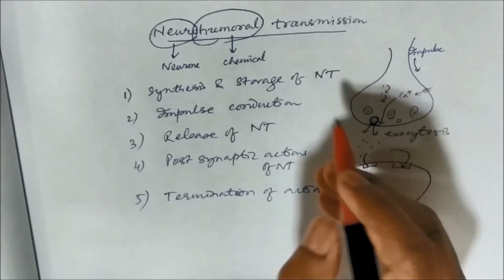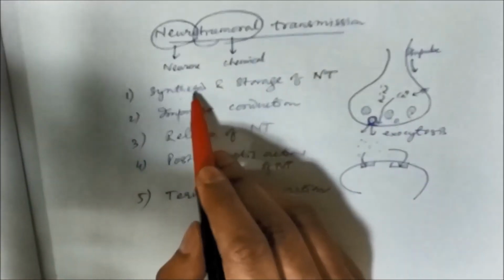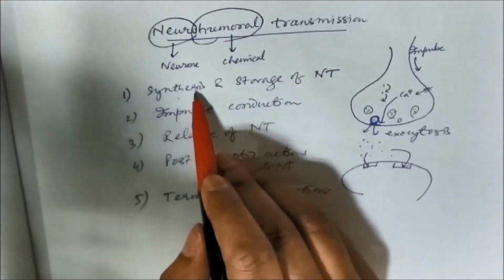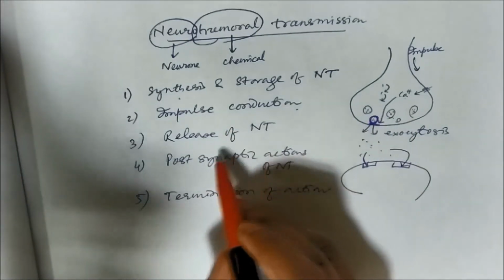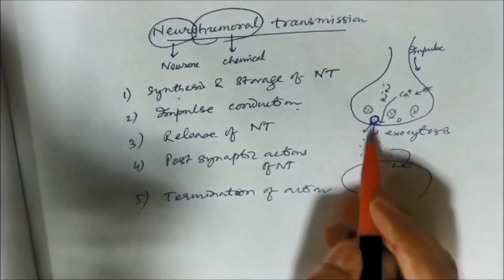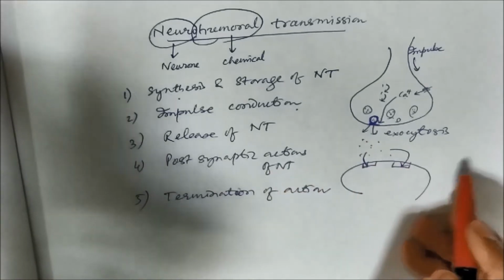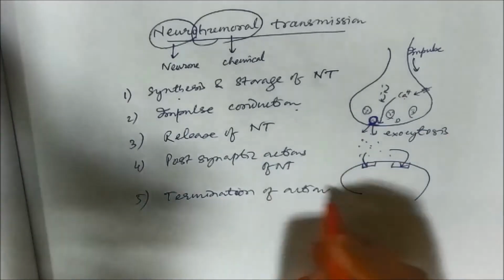So where will be the difference? Synthesis and storage will differ, because in sympathetic there is adrenaline, in parasympathetic there is acetylcholine. Then impulse conduction is same for both of them. Then these neurotransmitters will be released. Postsynaptic actions will be different because the receptors are different. There will be adrenergic receptors and there will be cholinergic receptors. Then finally the termination of action.